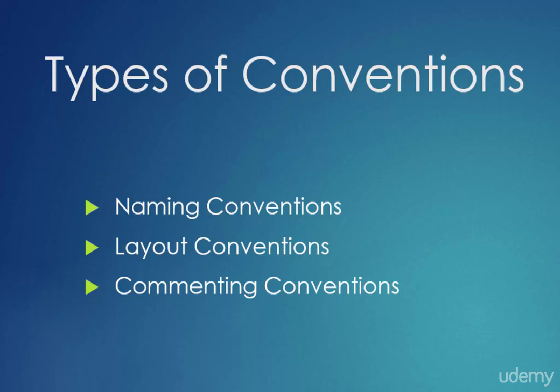There are naming conventions, so how we should name variables and methods and classes. Layout conventions: good layout and good formatting emphasize the structure of your code and make it easier to read, and there are several guidelines that Microsoft recommends to follow when laying out the code. There are commenting conventions, so how we should place comments, where they should go, how they should be formatted, and where they should ultimately be placed inside of our code.